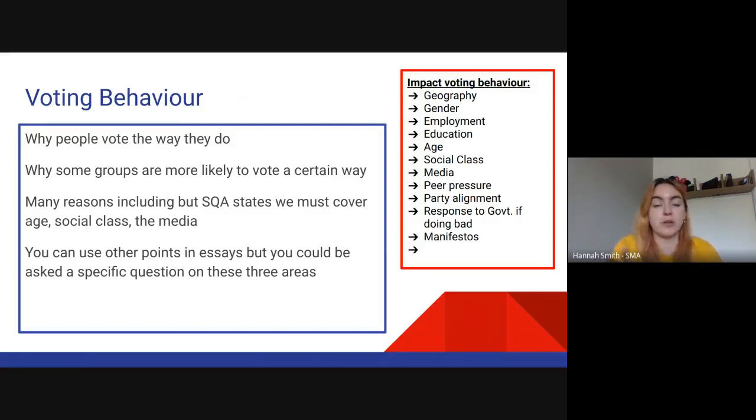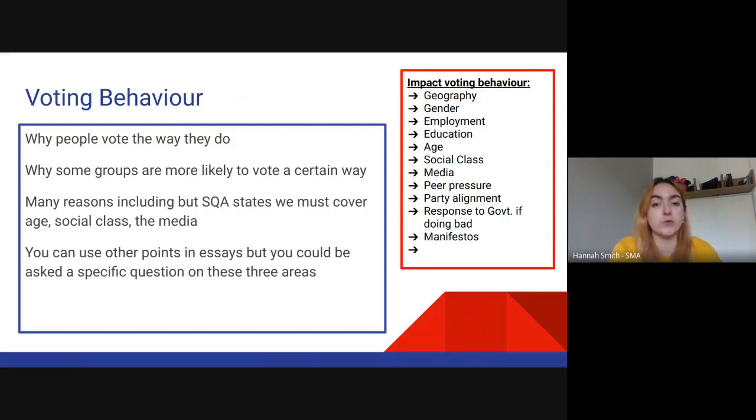You can use some of the other points, but in terms of revision and essay questions, you could get a general question to evaluate the impact on voting behaviour from various different areas. I worded that very badly. I do apologise. My ability to English is not going well today. What I meant to say is you could get a generic question that says, what are the reasons people vote the way they do? Wouldn't be worded that way because we know it's going to be evaluate, analyse, to what extent, or discuss. But if you're turning it into a question.